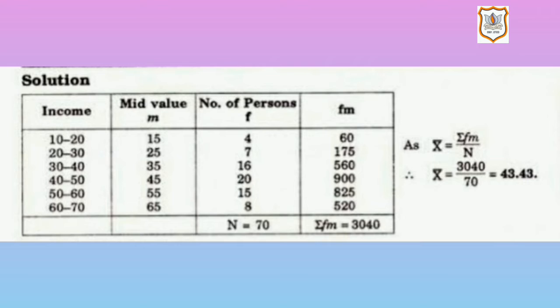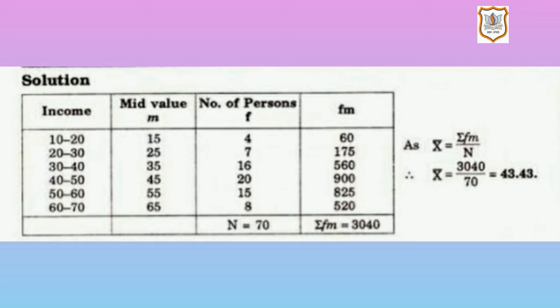Now number of persons is given in the question, that is 4, 7, 16, 20, 15, 8. Number of persons will be written as frequency f. Now, as we have to solve it with direct method, the formula is mean is equal to sigma fx upon n, or mean is equal to sigma fm upon n. Fx or fm, it's one and the same thing. Now, we'll total the frequency column. That gives you n is equal to 70.